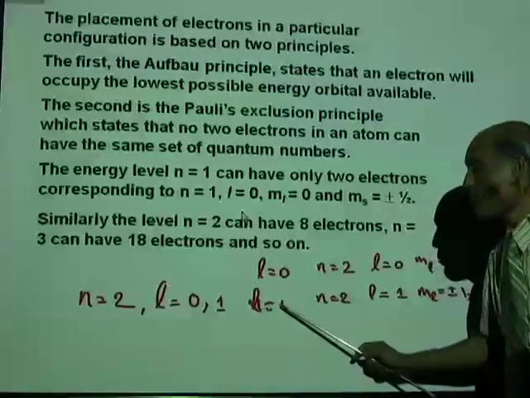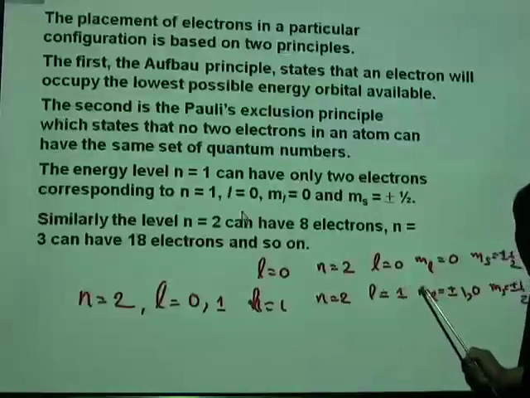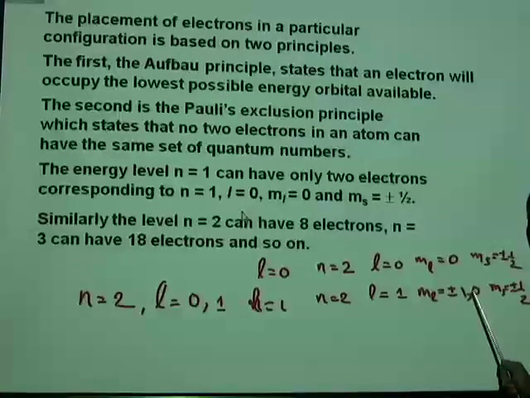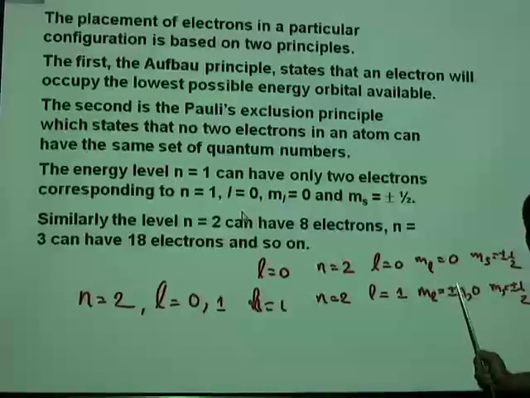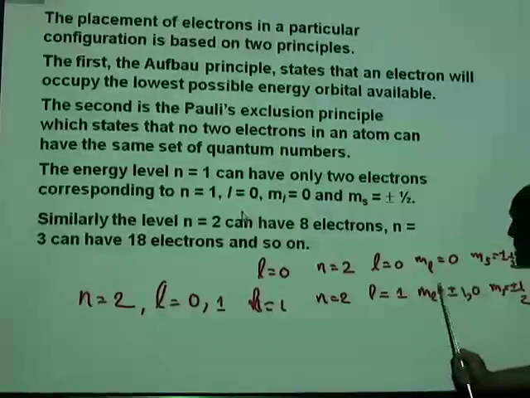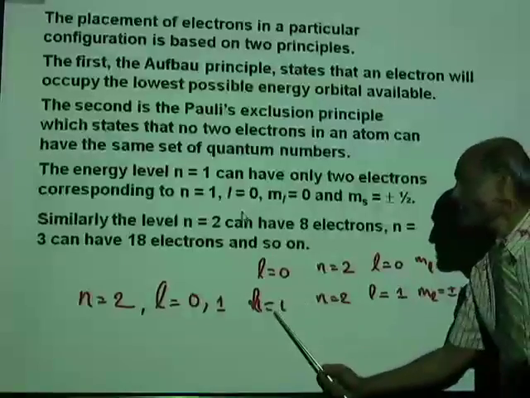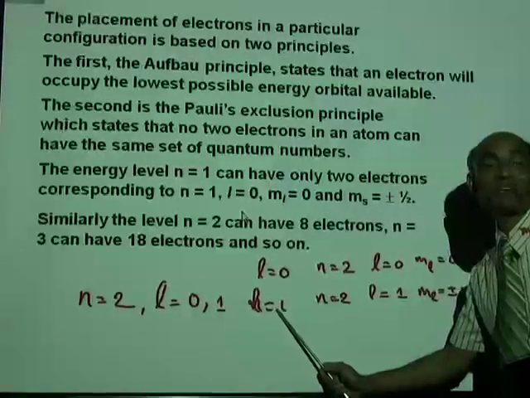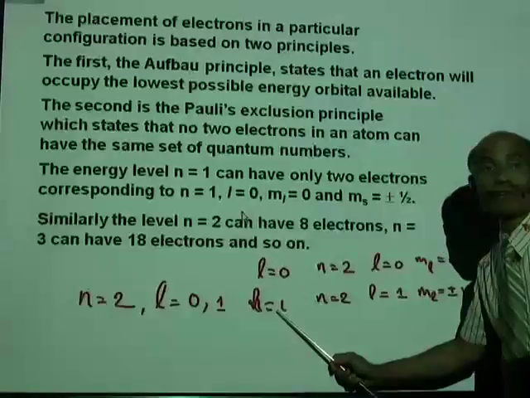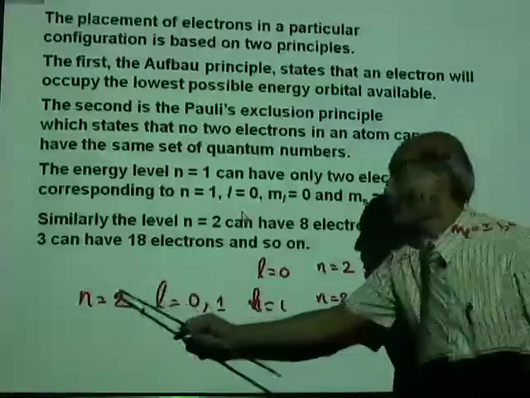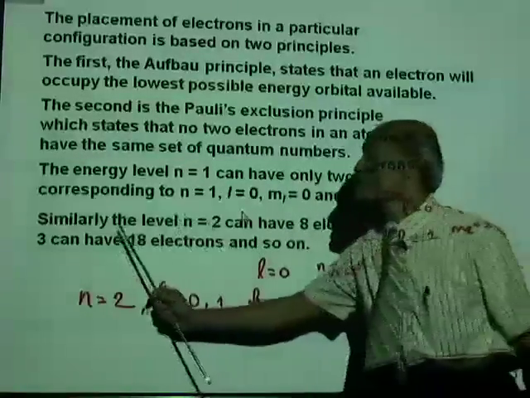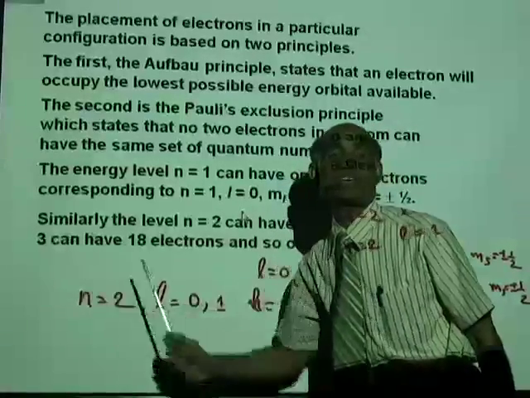If you now come to l equal to 1, ml can have plus or minus 1 or 0. And you can see this will give you three combinations. And each of these three combinations can have ms either plus or minus. That means there are 6 electrons corresponding to l equal to 1, the P subshell. So the S subshell can have 2 electrons and the P subshell can have 6 electrons, and therefore n equal to 2 can have how many electrons? 8 electrons.